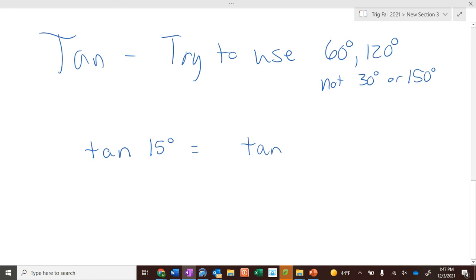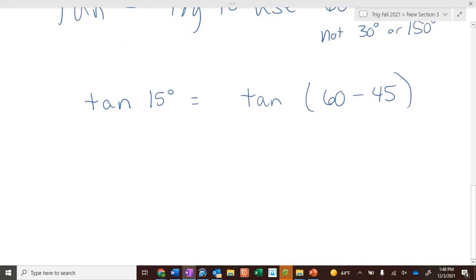Oh, whoever said 45 minus 30. Oh, I just got done saying try to use 60 and 120, not 30 and 150. All right. So let's say we use a tangent of 60 minus 45. Now, if we would do a 45 minus 30, I'd show you how difficult it is. But I don't want to show you difficult stuff. I want you to kind of get it down.